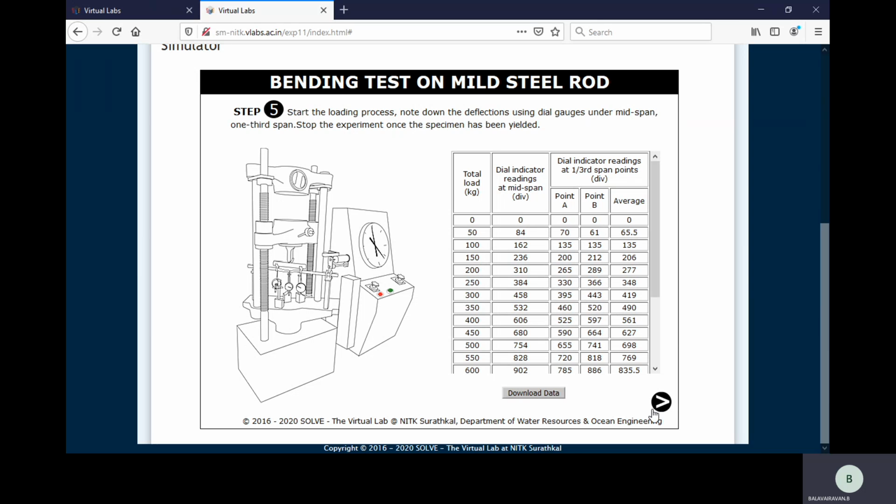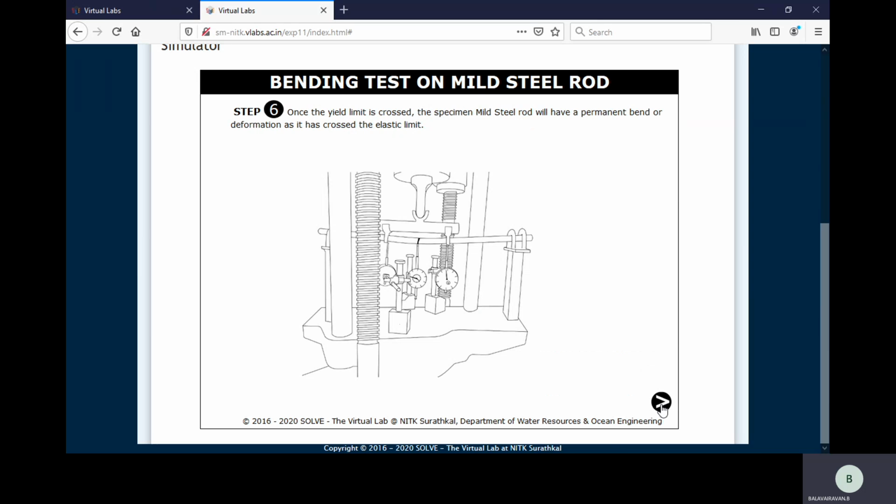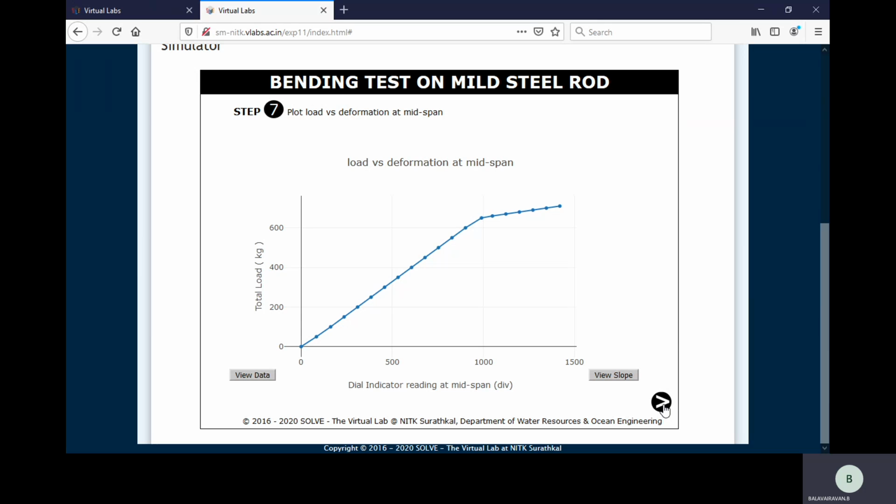Then load the specimen until the yield point is reached. Yield point means a permanent deflection of the specimen. Beyond the yielding point, the material will break. Then the next step is to plot the graph between deflection and load at the midspan. It is a linear graph.